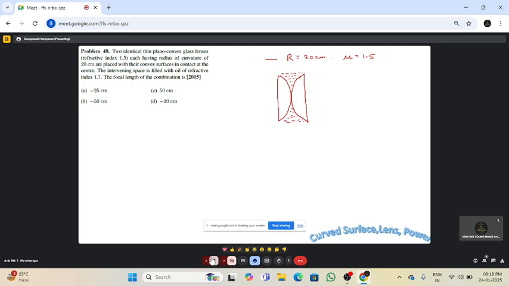So understand this carefully. If you observe this intervening space well, it will look like a concave lens. It will look like this. So it's a concave lens.